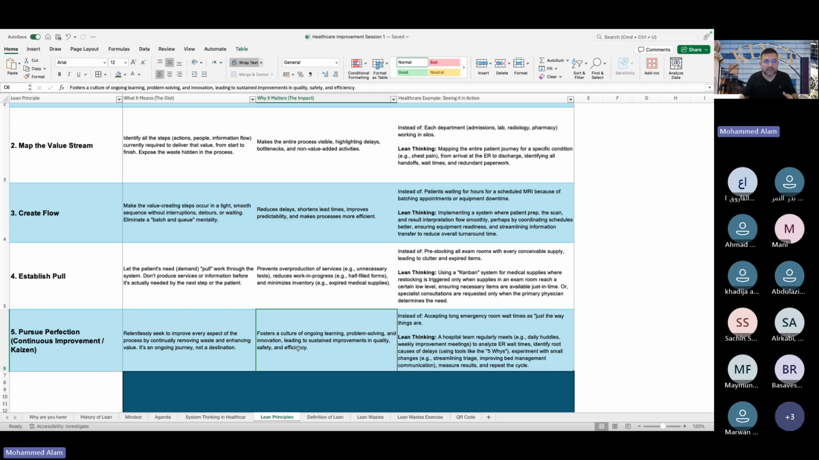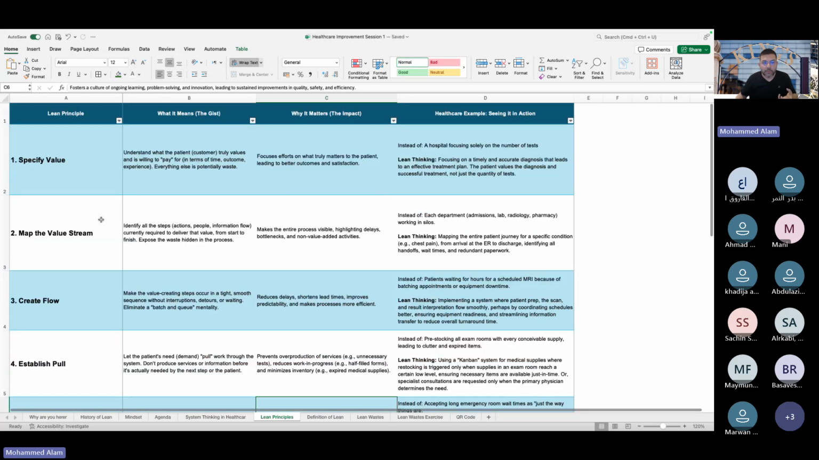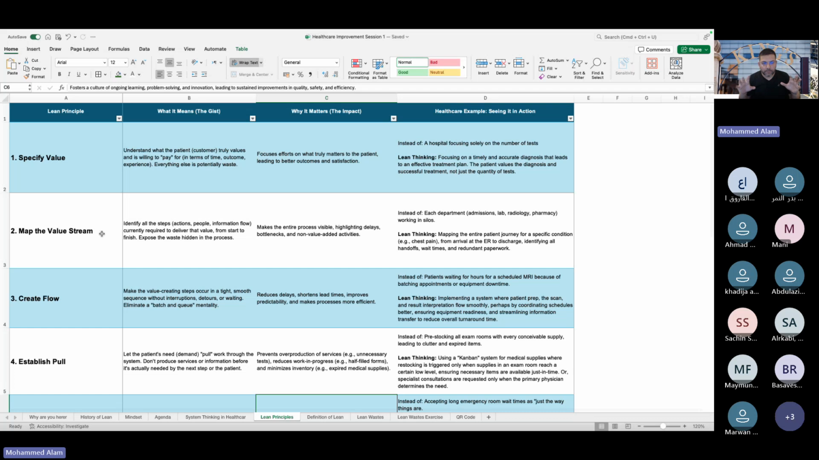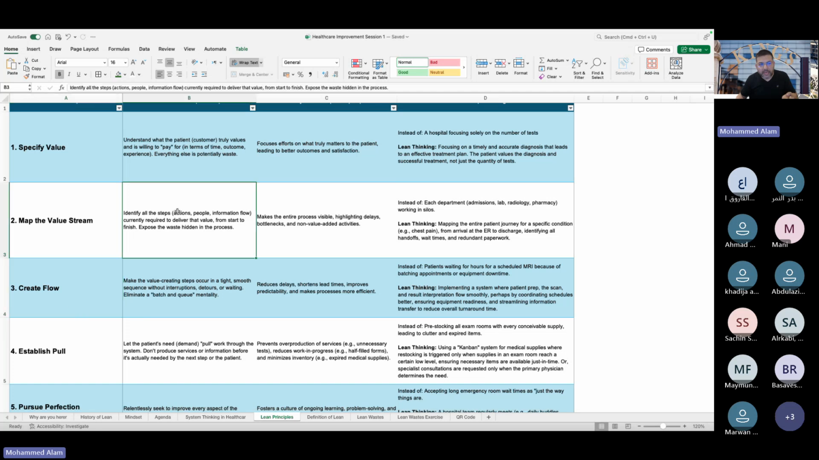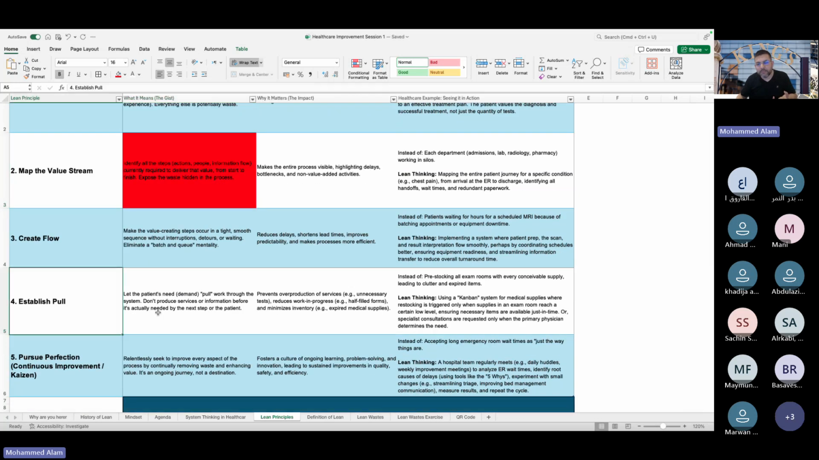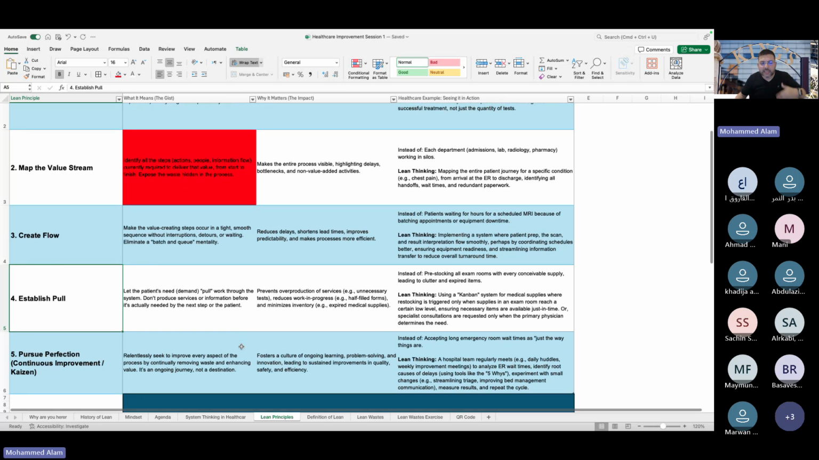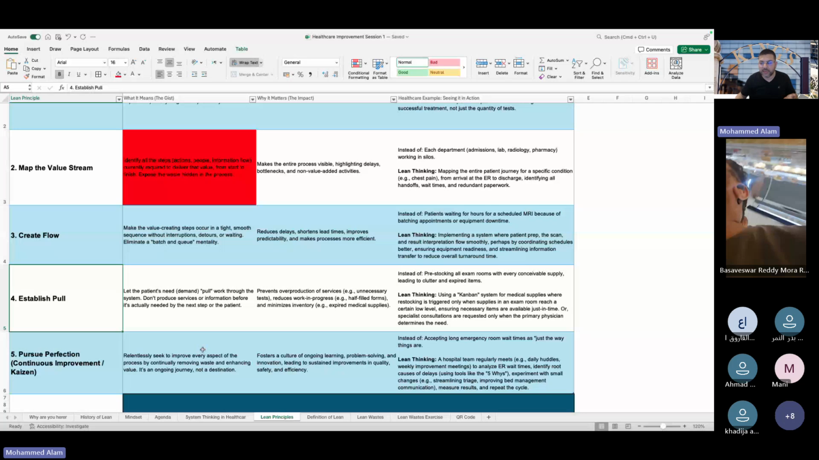This is the last principle. You identify the value, you map the value stream, and we'll understand this value stream mapping exercise in another session. You create flow by eliminating any step from the value stream map that does not add value. And you do everything based on a pull, not on a push system. And then you continuously keep on improving it, continuously keep on challenging the status quo. So these are the five beautiful principles of lean.